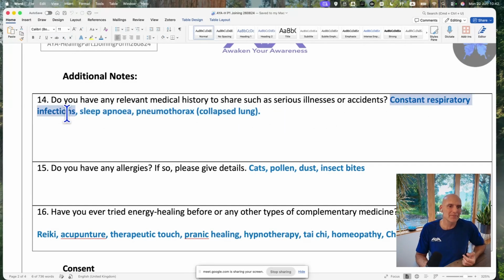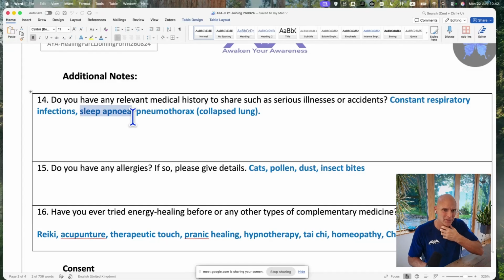Constant respiratory infections, sleep apnea, and a pneumothorax. A pneumothorax is a collapsed lung. And that can actually happen sometimes as a result of too much coughing. And sleep apnea is that condition that happens at night where your breathing becomes restricted to the point where it keeps waking you up. It keeps stopping the airflow going through to your lungs, and that just keeps waking you up in a jolt. And that can happen with severe asthma.